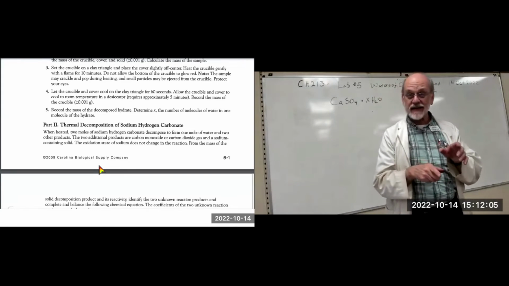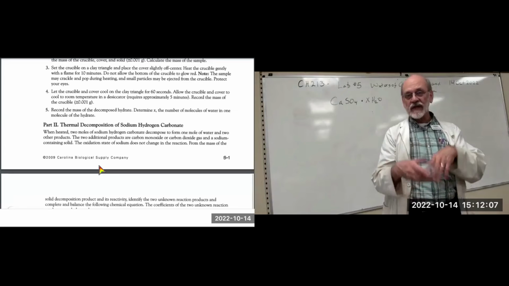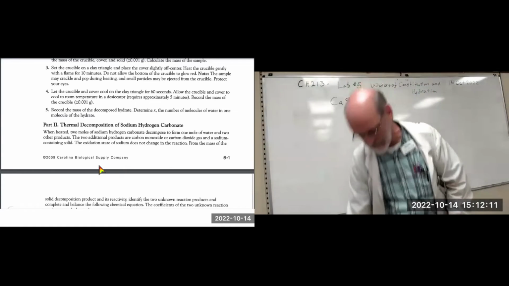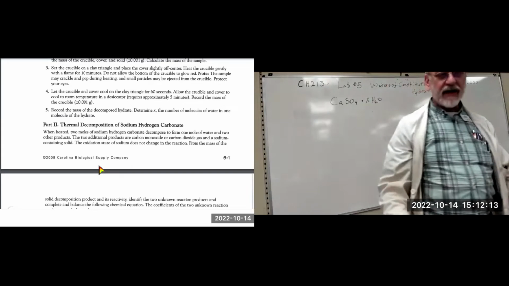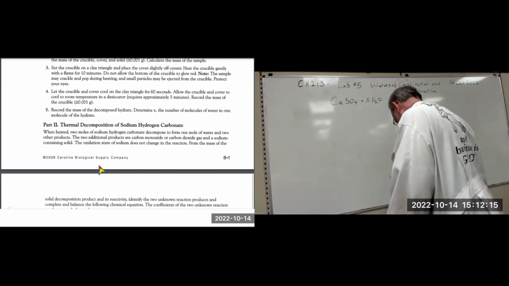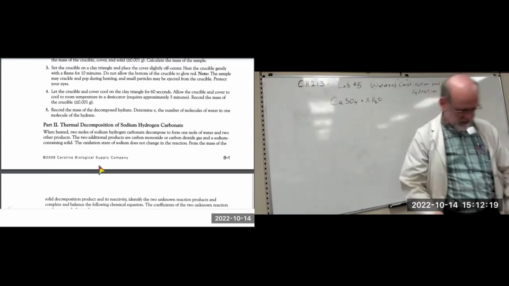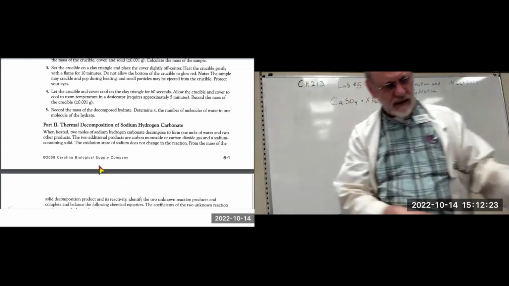You do it in a desiccator because you just heated it to expel water. If you leave it sitting out on the bench while it cools down, it's going to suck more water back in. And that kind of defeats the purpose. See, I lost my cap. Here it is. Okay. So you'll see that in the video too.